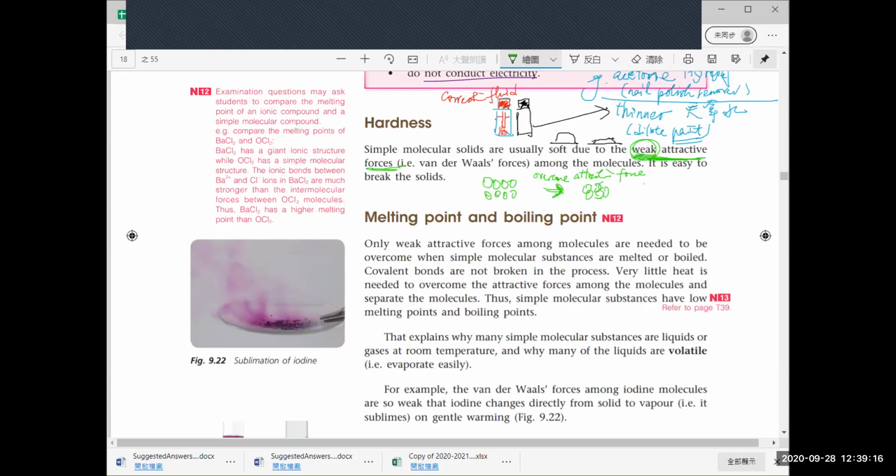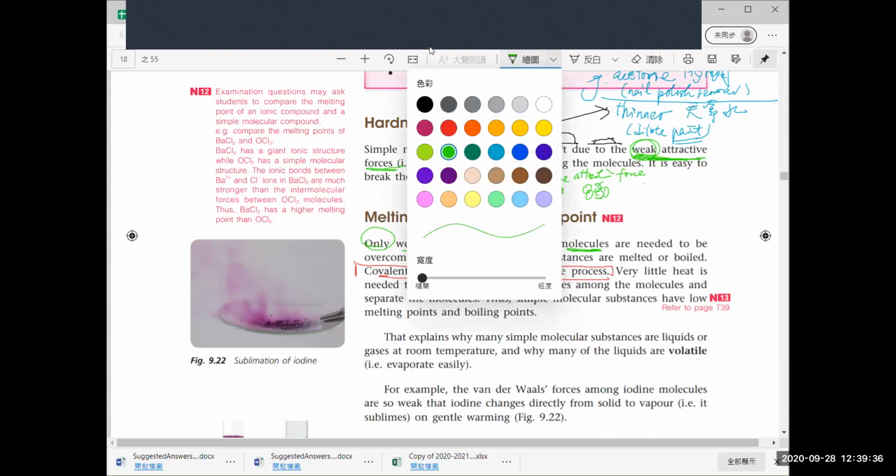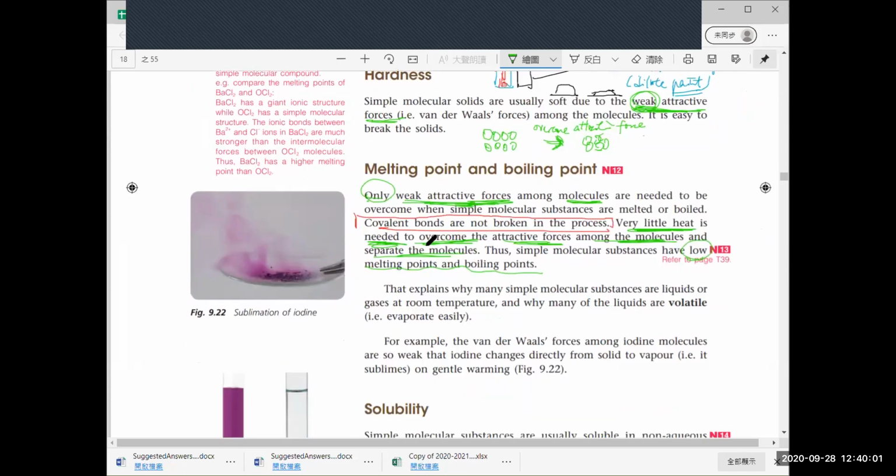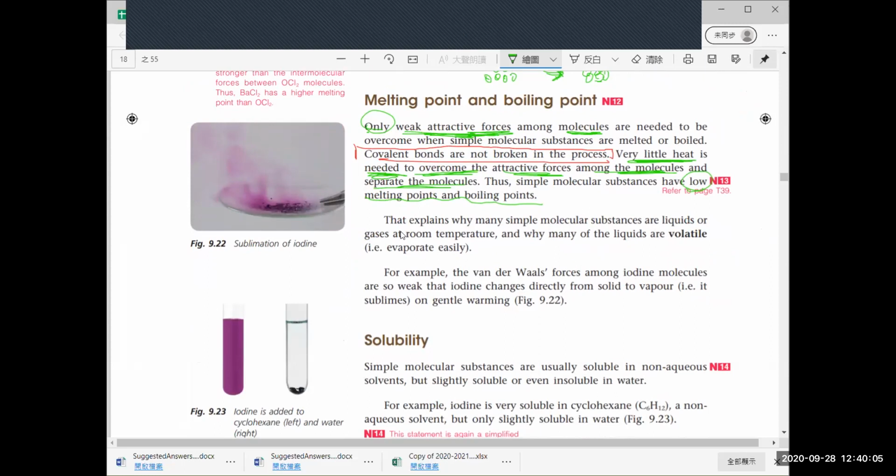Now, second, how about melting point and boiling point? Again, you are going to overcome what? The weak attraction force during melting and boiling. But remember, the covalent bond here will not be broken in the process. If you just focus on overcoming the weak intermolecular force, you just need little heat. With little heat, you overcome the attraction forces between the molecules and separate them. So we call that a low melting point and boiling point. This helps explain why simple molecular substances are liquid or gas at room temperature. Even when they are solid, they still have a very low melting point.